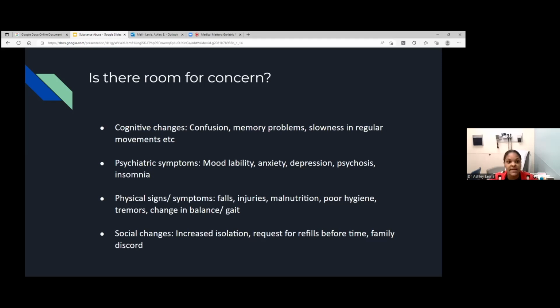side effects like confusion, memory problems, slowness in regular movements, if you're noticing that you have mood lability, anxiety, depression, psychosis, or insomnia, if you're having more falls, injuries, noticing some malnutrition, poor hygiene, noticing tremors or change in balance and gait, as well as noticing increased isolation or more frequent requests for refills before time or family discord.